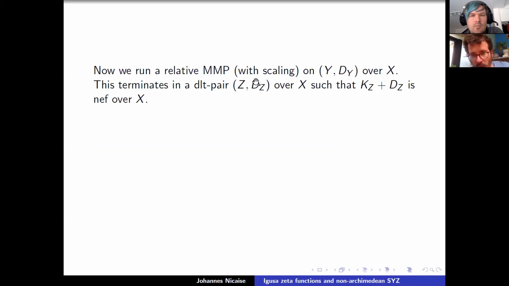Sorry, I should finish. Of course we had a nice strict normal crossings pair to begin with. So what is the advantage of passing to this new pair (Z, D_Z)? Well, the point is that it's minimal in the sense that K_Z plus D_Z is numerically effective over X. So the BCHM paper guarantees that such an MMP can be carried out, and that this will indeed be the end product.